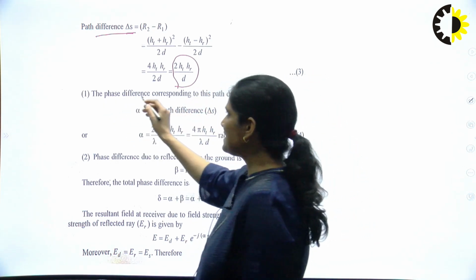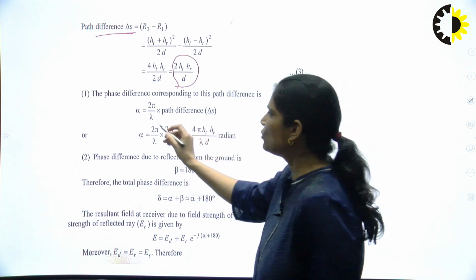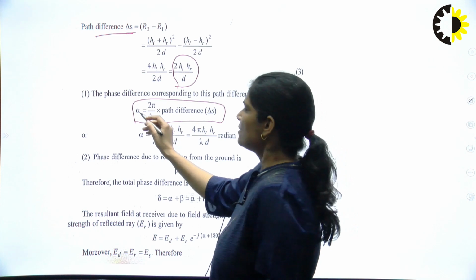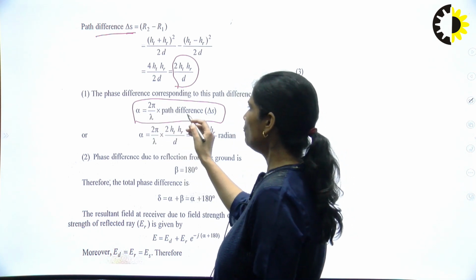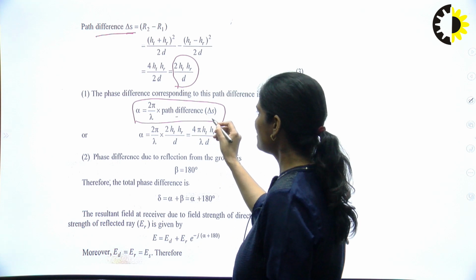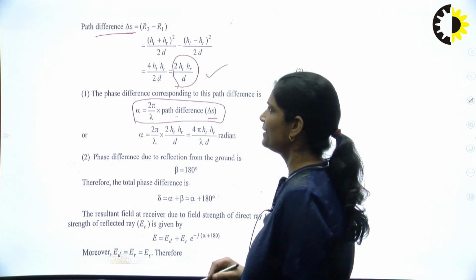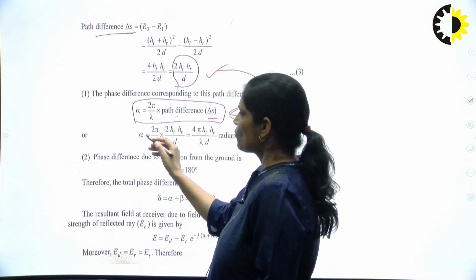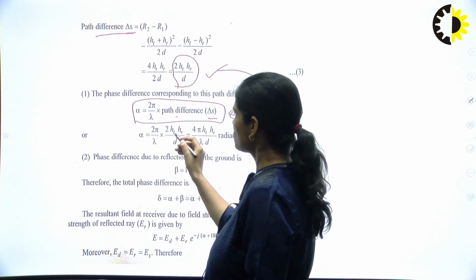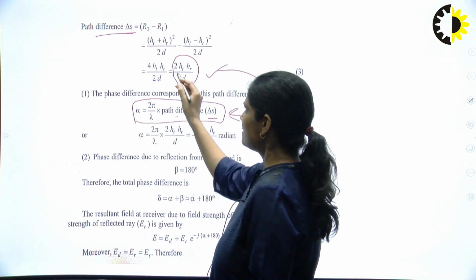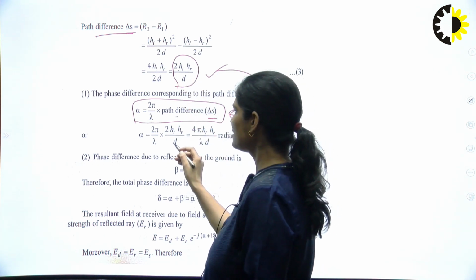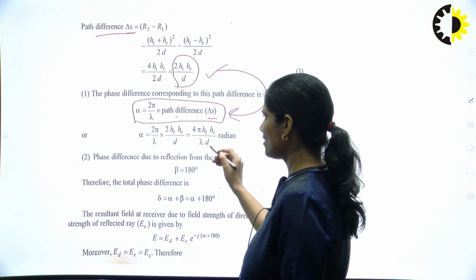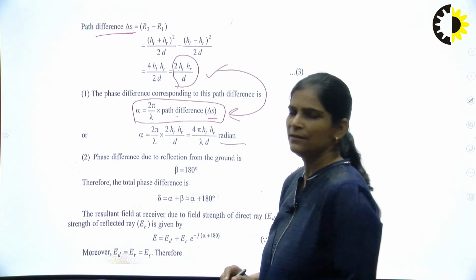Now the phase difference corresponding to this path difference is equal to what? This is the formula to find the phase difference: alpha is equal to 2 pi upon lambda times the path difference. The path difference is represented by delta S, which we have calculated. So alpha is equal to 2 pi upon lambda, and putting in the value of delta S, that is 2 HT HR upon D, we get the phase difference alpha equal to 2 pi HT HR upon lambda D. This is in radians.